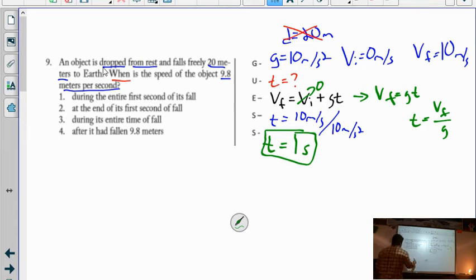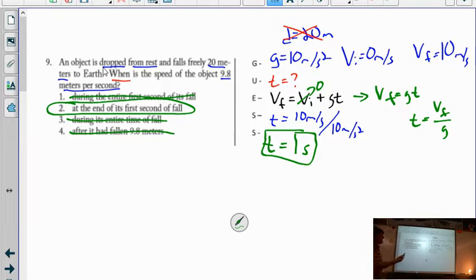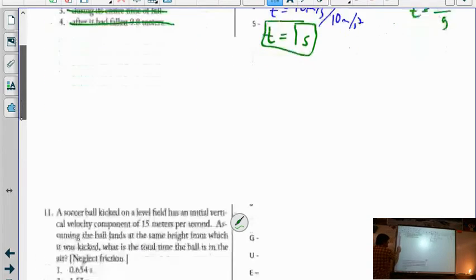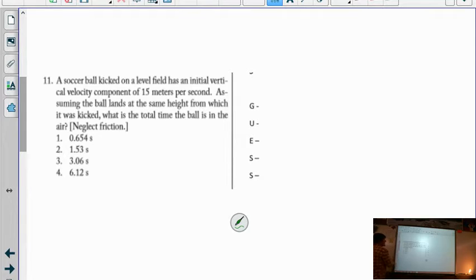So then coming over here, it is not going to be going 10 meters per second for the entire first second, nor is it after it had fallen 9.8 meters, nor is it during its entire time of fall. It is at the end of the first second of fall. It accelerated to 10 meters per second.